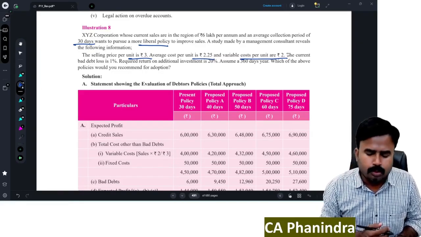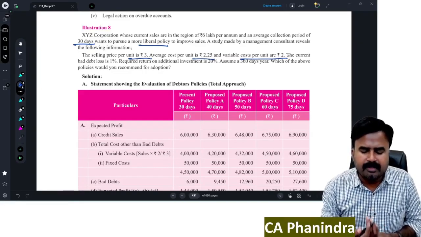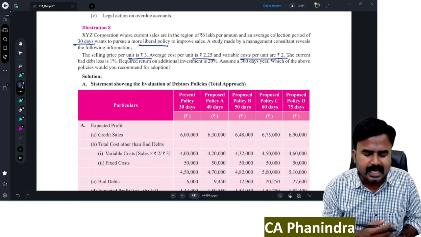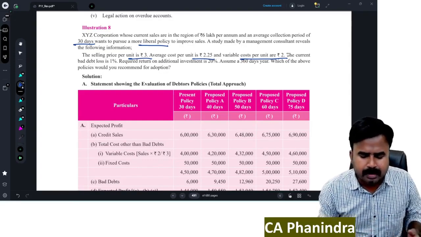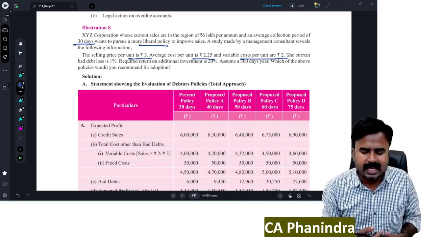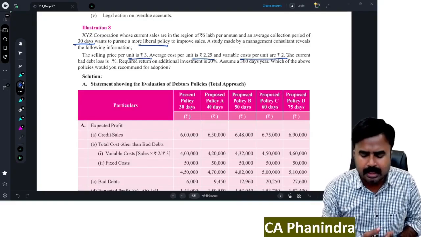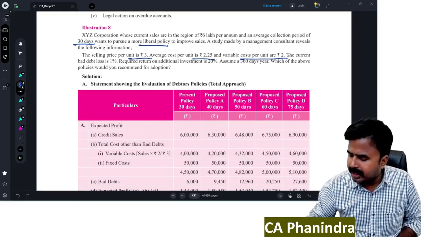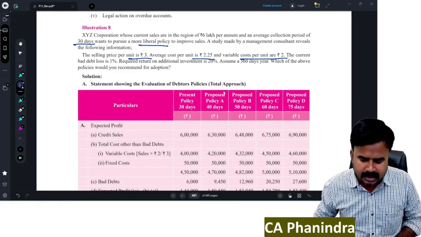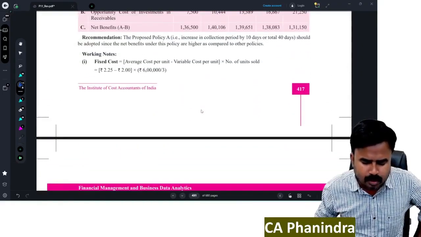That gives me 0.25. That is to be multiplied with your existing sales volume. 6 lakhs by 3 rupees selling price, that's my sales volume. 6 lakhs by 3 rupees is nothing but 2 lakh units. Into 2 lakh units, I got 50,000 fixed cost. That's my fixed cost.